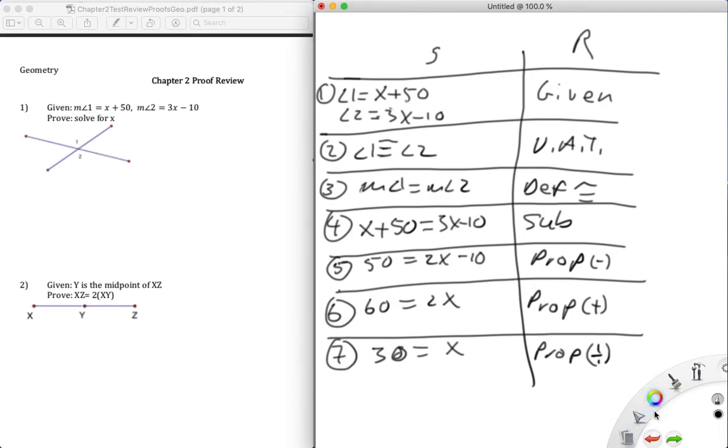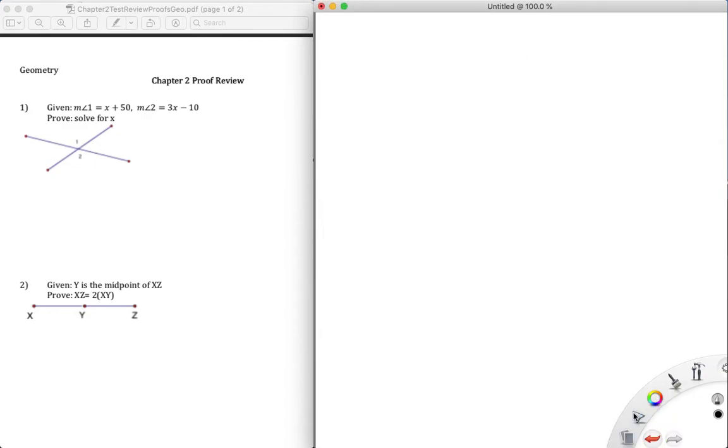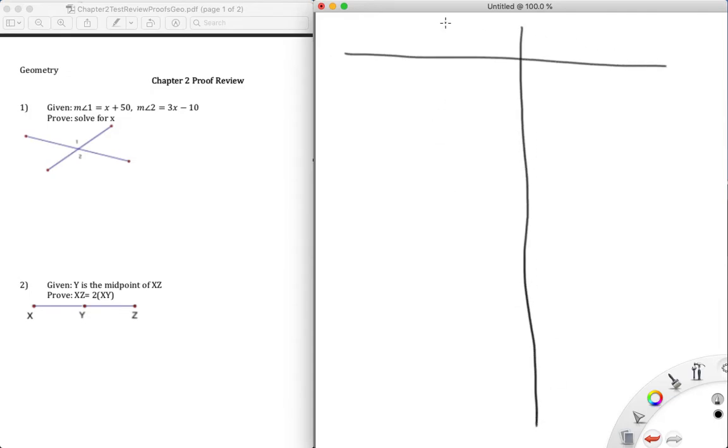Proof number 2, it's given to me that y is the midpoint of xz.